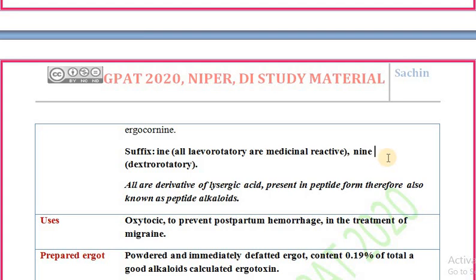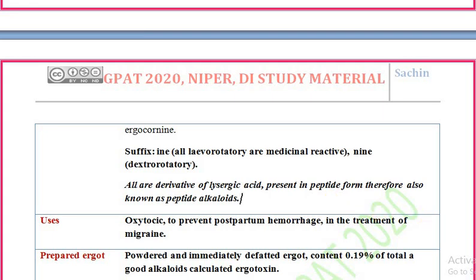Remember this suffix ine: all are levorotatory and medicinally active, and those alkaloids with suffix nine are dextro and not medicinally active. So the next important point from the chemical constituents is that all ergot alkaloids are derivatives of lysergic acid. They are present in the peptide form and therefore they are known as peptide alkaloids.